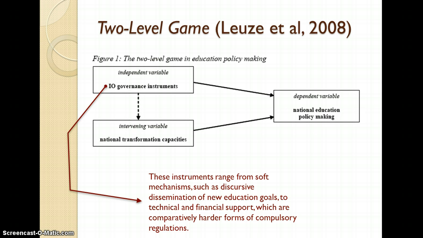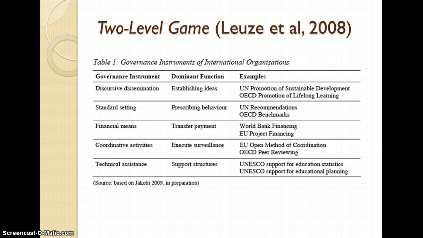So what is an international organization governance instrument? What are the independent variables that then act on the governance and decision making at the national education system level? Well, those instruments range from soft mechanisms like discursive dissemination of new education goals to technical and financial support, which are comparatively harder forms of compulsory regulations. And they've actually got a description of some of the different governance instruments that they document international organizations using.